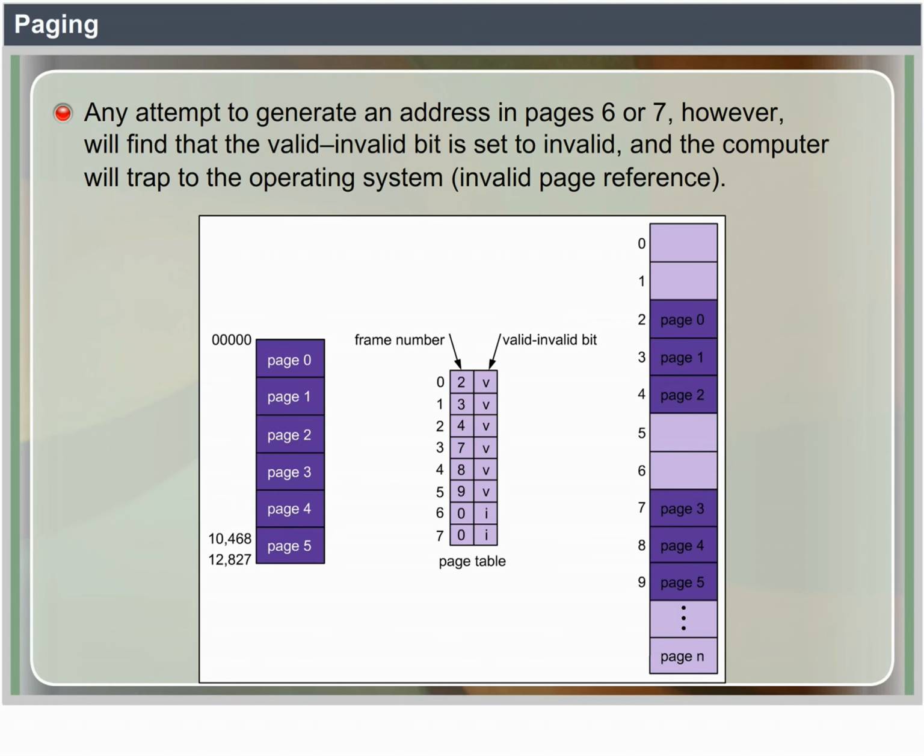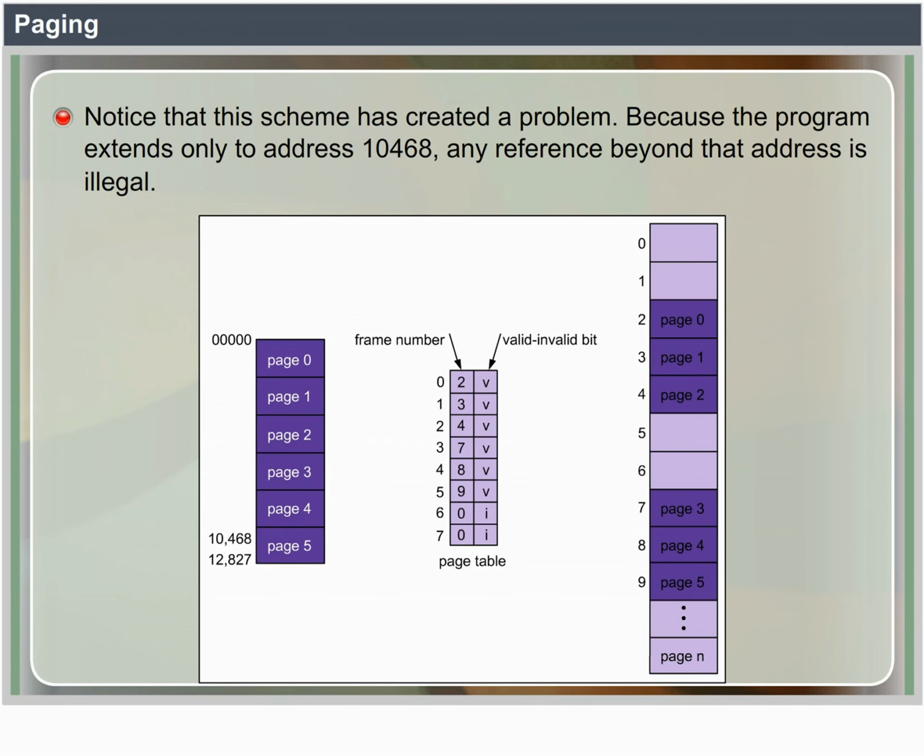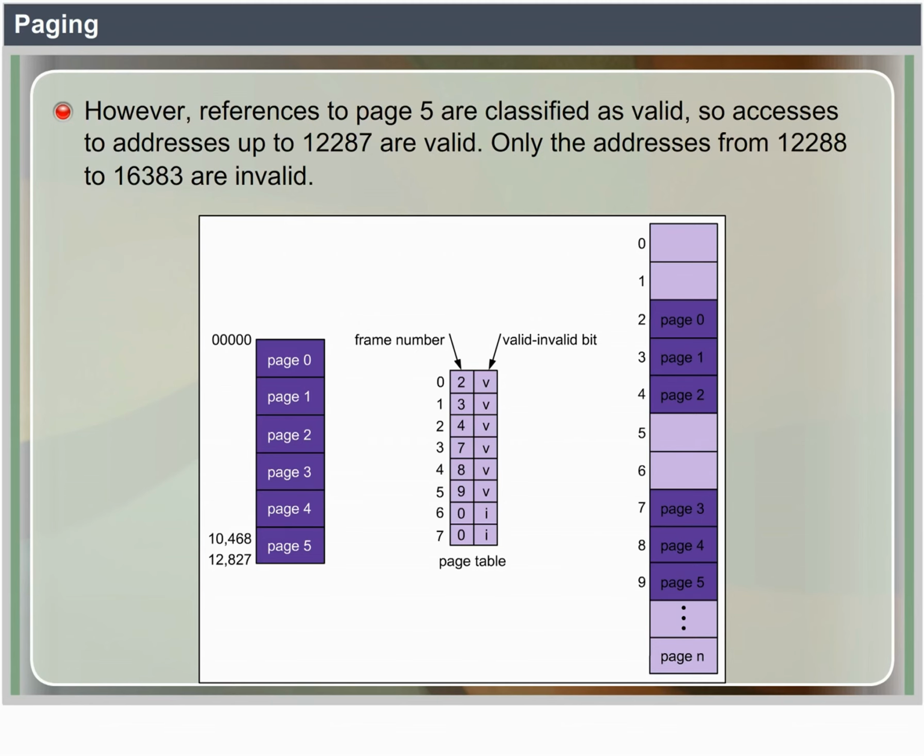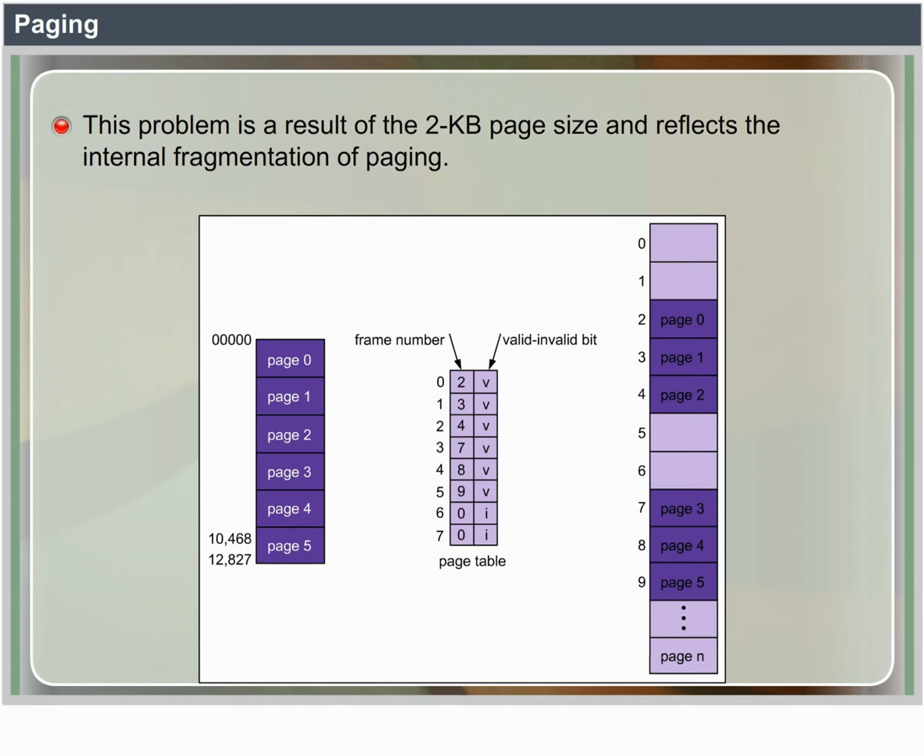Notice that this scheme has created a problem. Because the program extends only to address 10,468, any reference beyond that address is illegal. However, references to page 5 are classified as valid, so accesses to addresses up to 12,287 are valid. Only the addresses from 12,288 to 16,383 are invalid. This problem is a result of the 2 KB page size and reflects the internal fragmentation of paging.